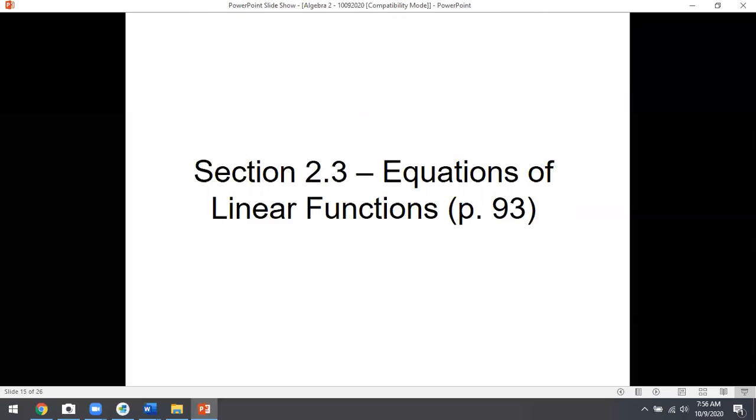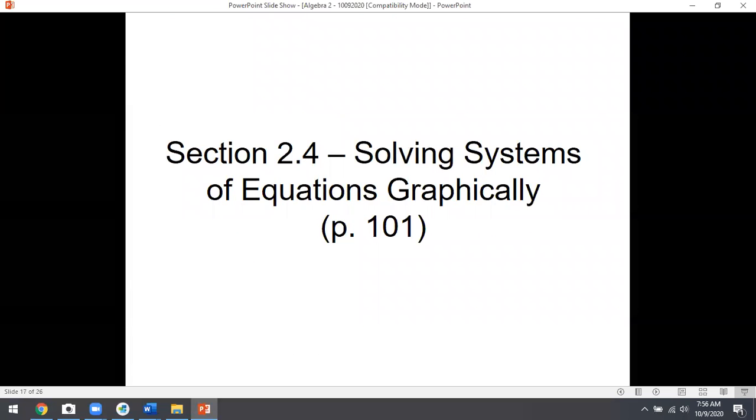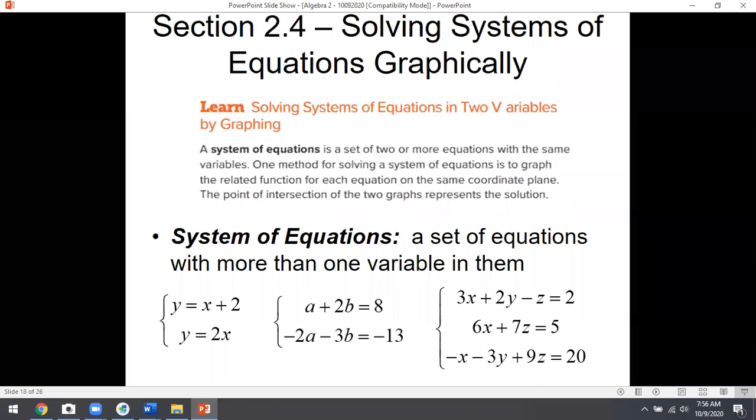Notes, notes, notes. Today's section is section 2.4, solving systems of equations graphically. All right, here we go. First thing you need to know is what a system of equations is. I just stand up here saying system of equations all day. What does that even mean? A system of equations is a set of equations. It's not one. It's 2 equations or 3 equations or 4 equations, and they have more than one variable in them. They might have 2 variables, 3, 4, etc.